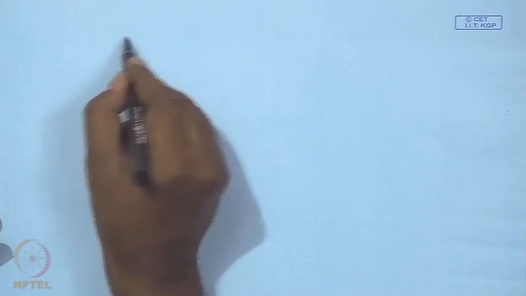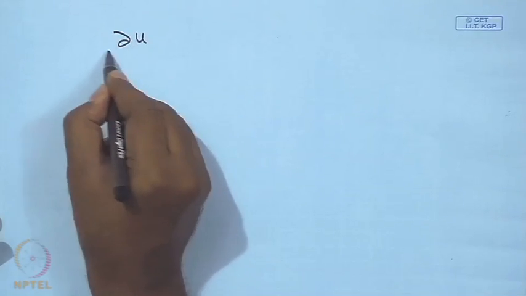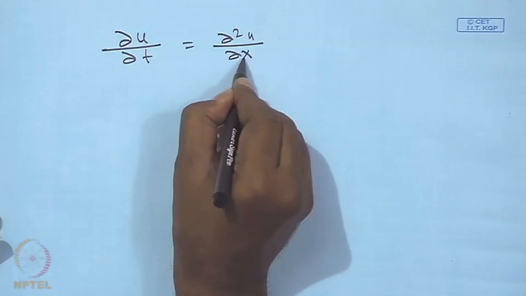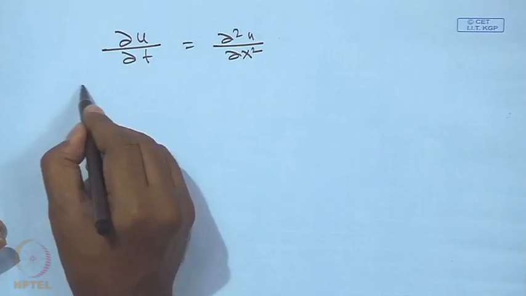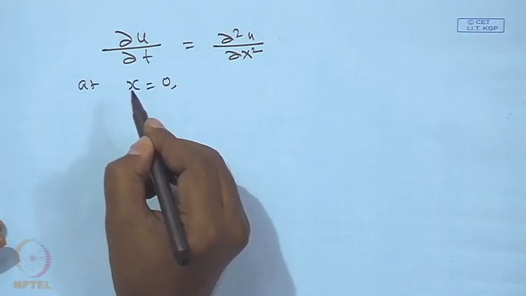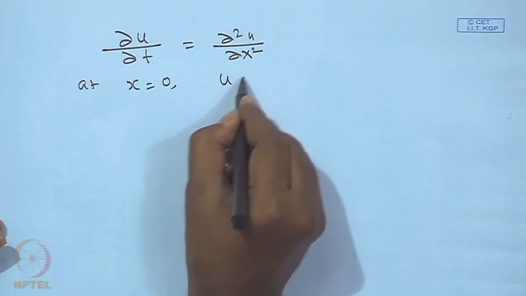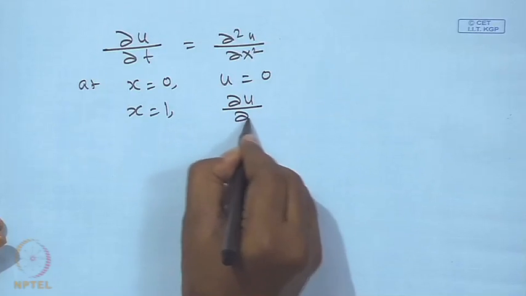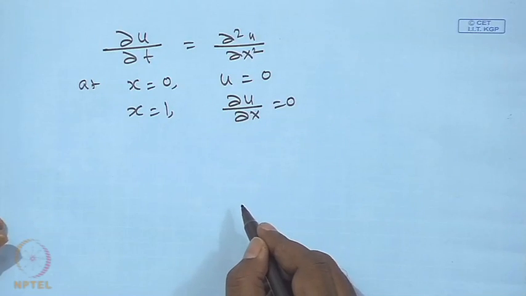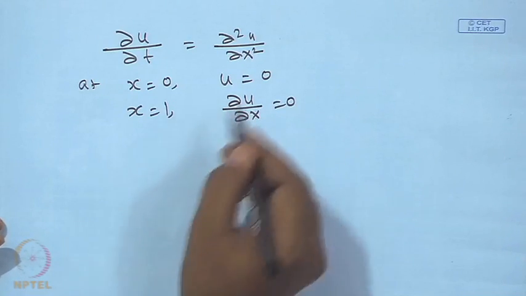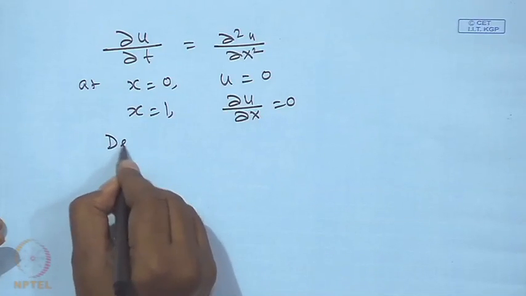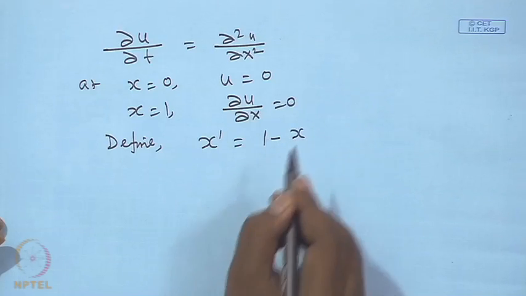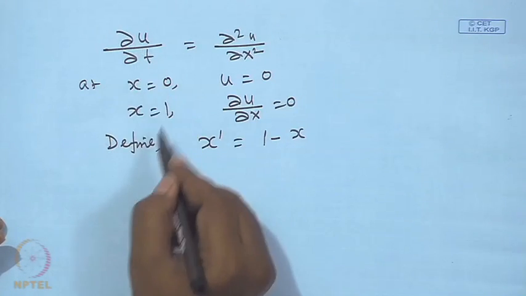For example, let us consider a parabolic partial differential equation, del u del t is equal to del square u del x square, and at x is equal to 0 we have u is equal to 0, and at x is equal to 1 we have del u del x is equal to 0. So, we just interchange the boundary conditions. So, we define an x prime such that this is 1 minus x.